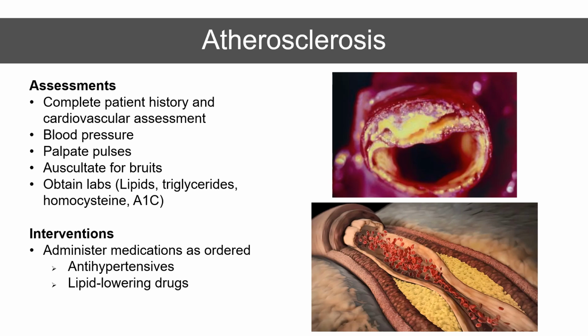For assessments, we're going to get a good history and physical and cardiovascular assessment, and blood pressure. We want to check pulses because that's how we know things are moving. We want to auscultate for bruits. That's a swishing sound, which we should not hear, because it means there's turbulent blood flow and something going on in there. We're going to get labs, including A1C, to see if they have diabetes. And then medications: antihypertensives and lipid-lowering drugs.